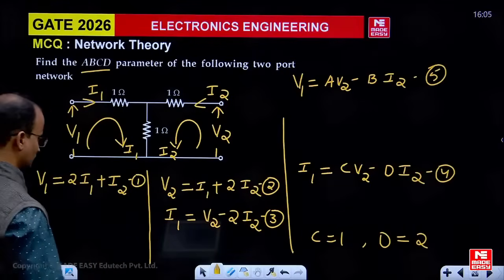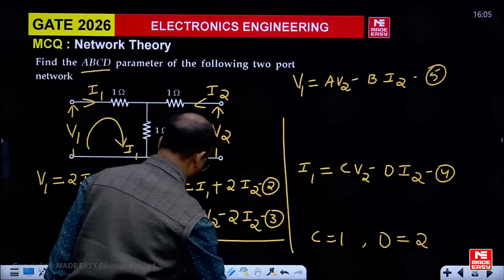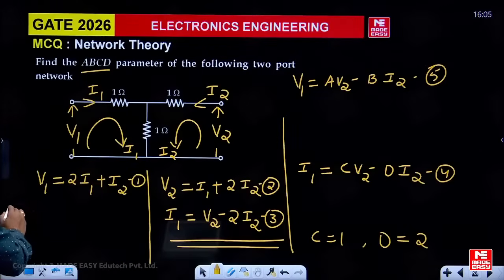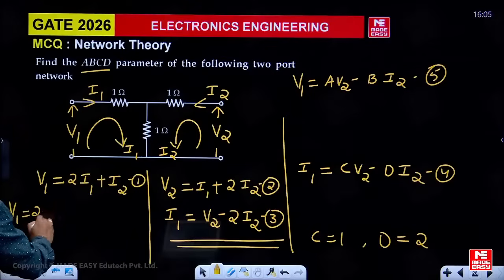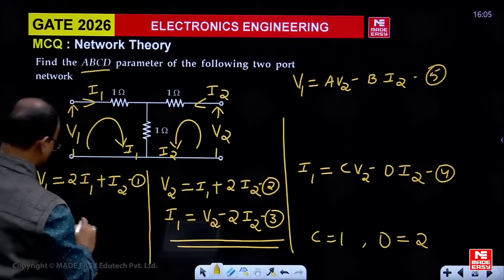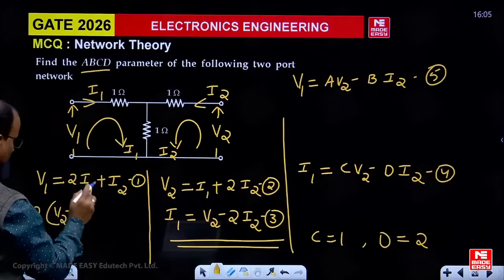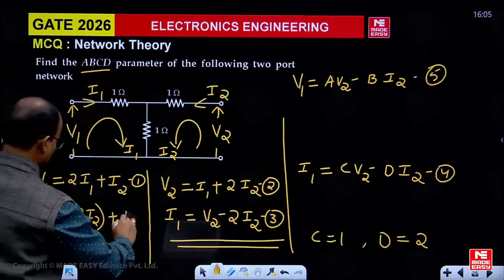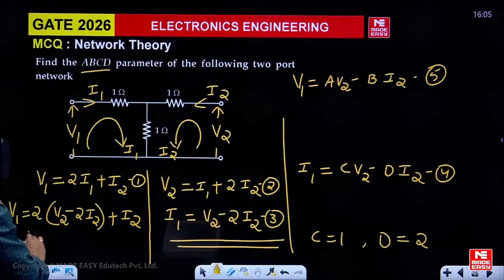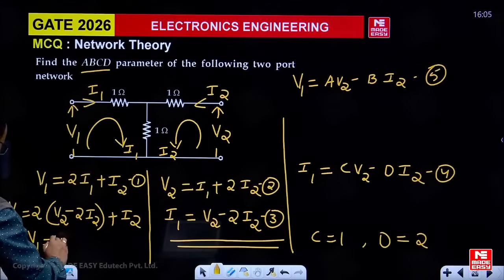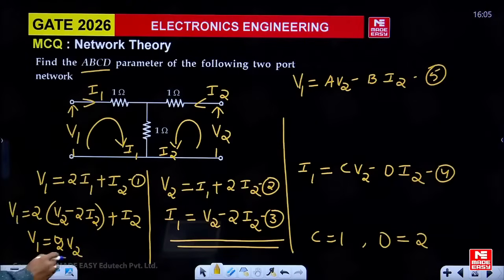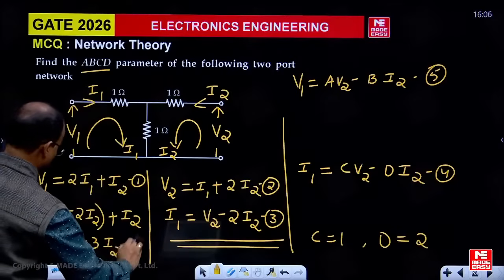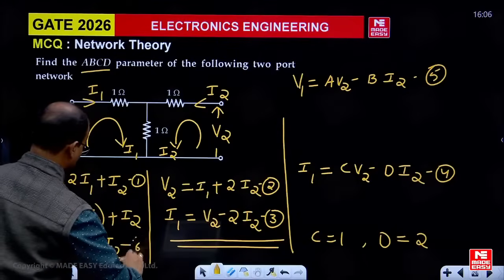Now to get the other two parameters, let us substitute equation 3 in equation 1. If you do the substitution, now this I1 is replaced by equation 3. If you simplify this equation, we can write this as V1 equal to 2V2 minus 3I2. Give the result of this one the name equation 6.